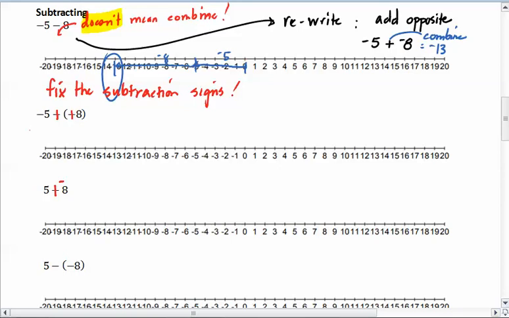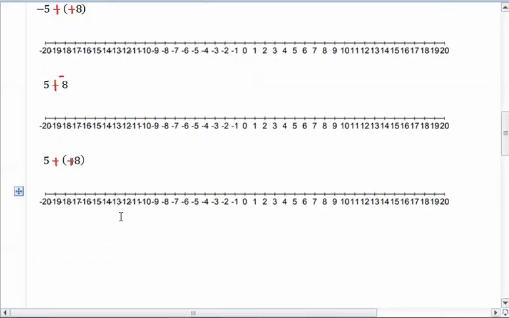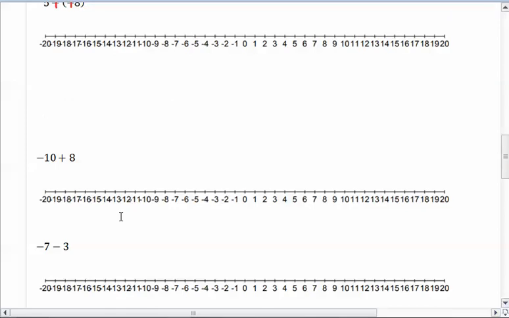Now, why did I not mark here? Because that's not a subtraction. We start with subtraction. So here it is, add, now the opposite. Okay, let's take a look. I'm going to keep going. This doesn't need to be fixed. This one's fine.